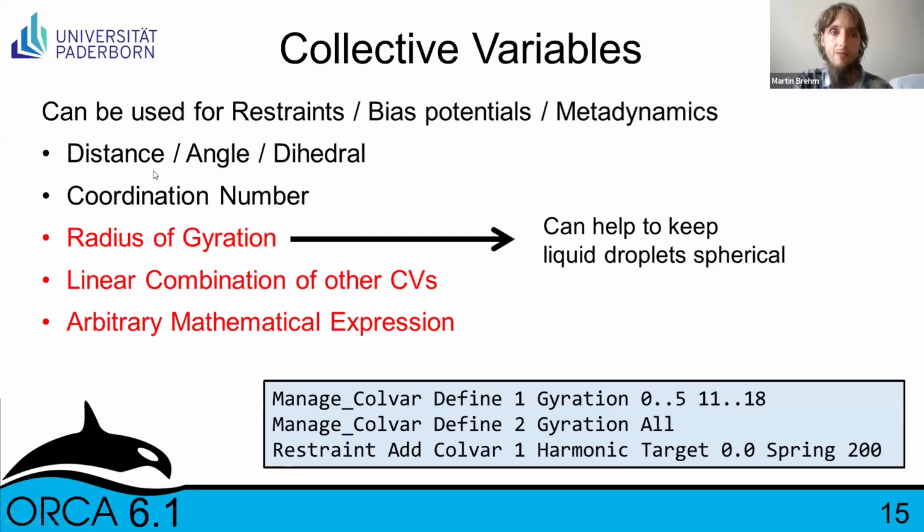Simple collective variables are distances or angles or dihedral angles. They are implemented in ORCA MD since many years, or also coordination numbers. A new collective variable which is implemented is the radius of gyration. It is interesting because, for example, you can use this to keep a simulation of a liquid droplet spherical.